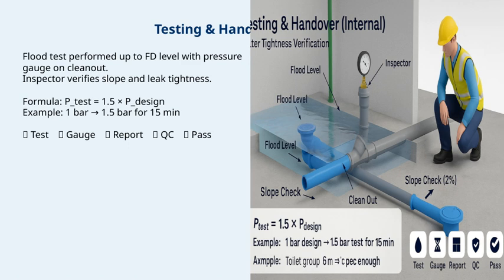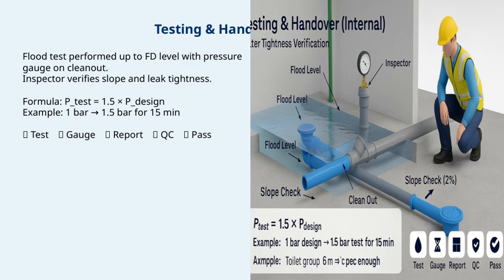A key point here is the testing formula. The test pressure, P-test, is set at 1.5 times the design pressure, P-design. For example, if the design pressure is 1 bar, then the test pressure should be 1.5 bar, and this pressure must be maintained for at least 15 minutes to confirm everything is tight and secure.